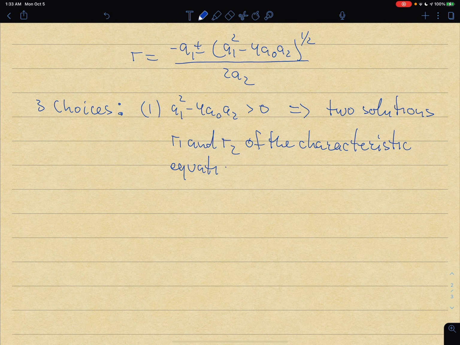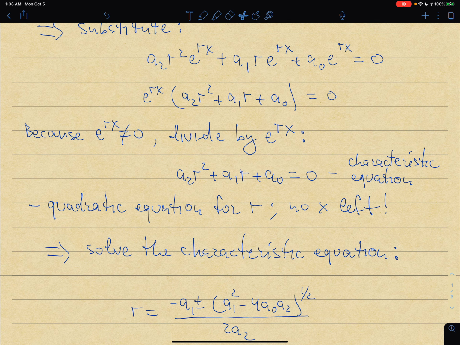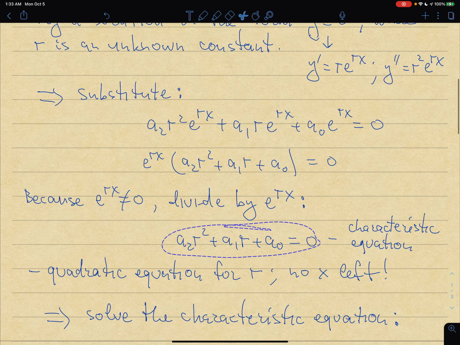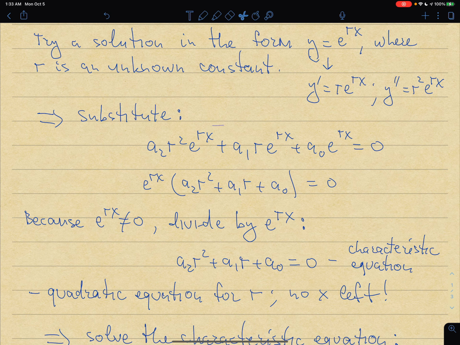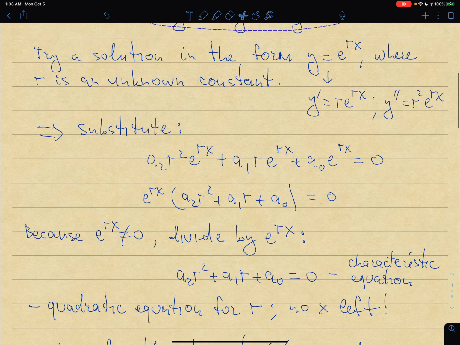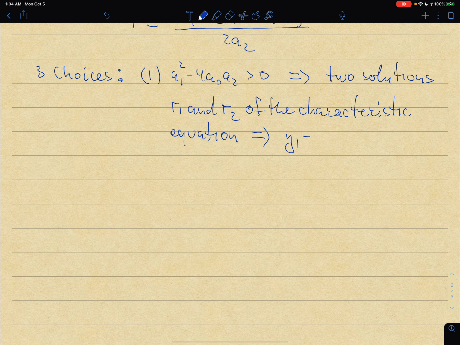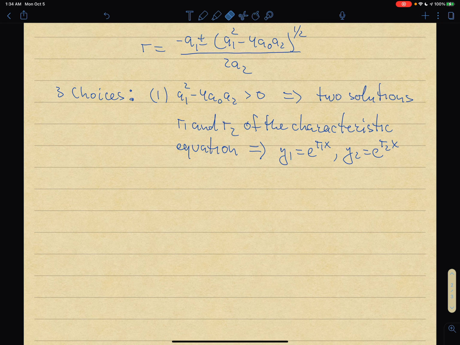And so out of these two solutions, I can get, right, if r1 and r2 solve the characteristic quadratic equation, then it means that e to the power rx solves the original ODE, right? And so that means that I got two different functions, y1 equal to e to the r1x, and y2 equal to e to the r2x. They both solve my ODE.